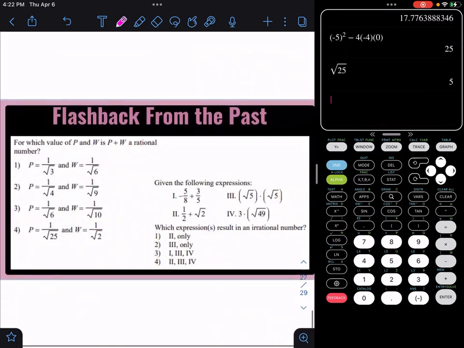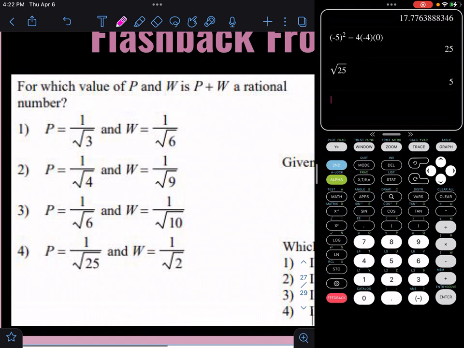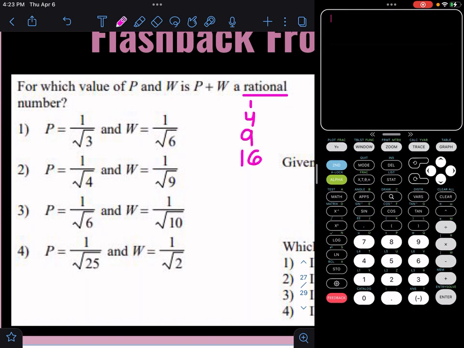And let's do this little flashback from the past. For which value of P and W is P plus W a rational number? Alright, let's look at the first one. Well, I know for it to be rational, I need to have a perfect square. So these are numbers like 1, 4, 9, 16. The only one that I see is choice 2.